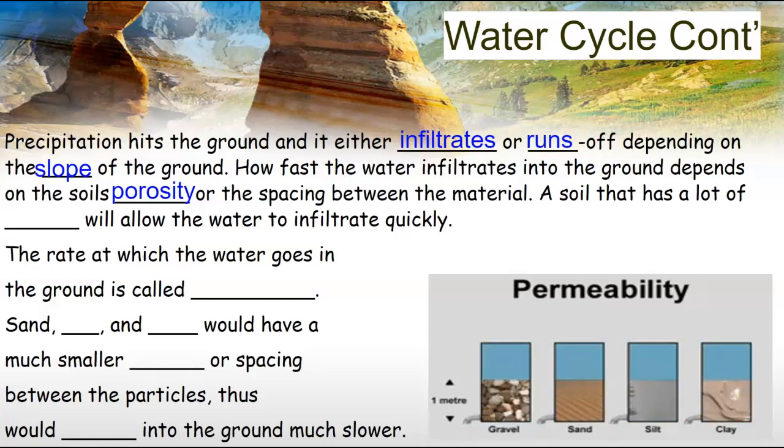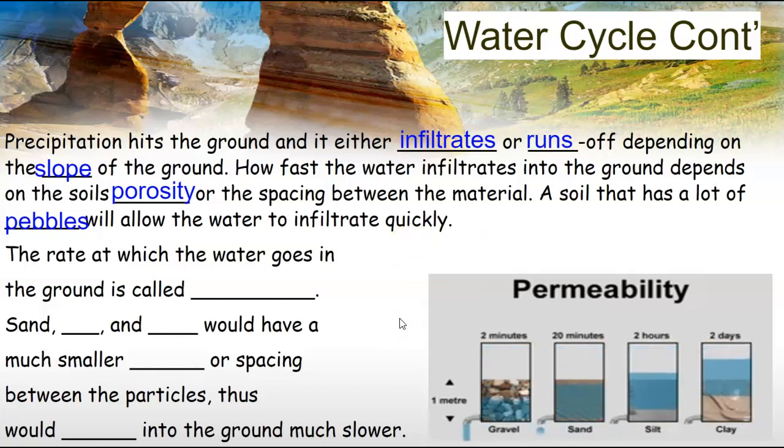So a soil that has lots of porosity or pebbles will allow the water to infiltrate quickly. So my example is right here. These right here are what you could be considered pebbles, and there's lots of space. You can see the space in between them. There's big space. So water will be able to get through that relatively easy because there's a lot of open space.